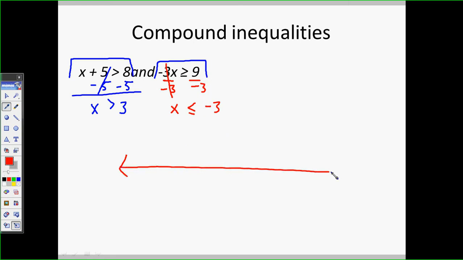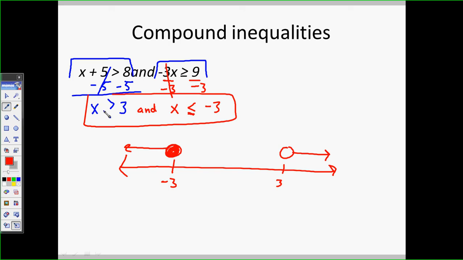And if I take a look at the graph, talking about two numbers, I have negative 3 and positive 3. Above the positive 3, I have an open circle because it's just greater than. Above the negative 3, I have a closed circle because it is less than or equal to. When I graph, x is greater than positive 3 goes to the right. Over here, x is less than or equal to negative 3 goes to the left. And so I can see from my answer that x is greater than 3 and x is less than or equal to negative 3 works in my graph.